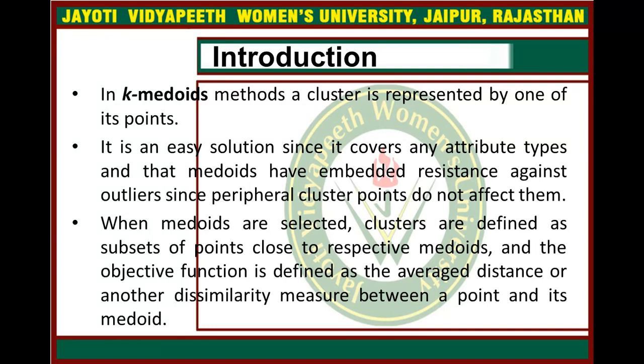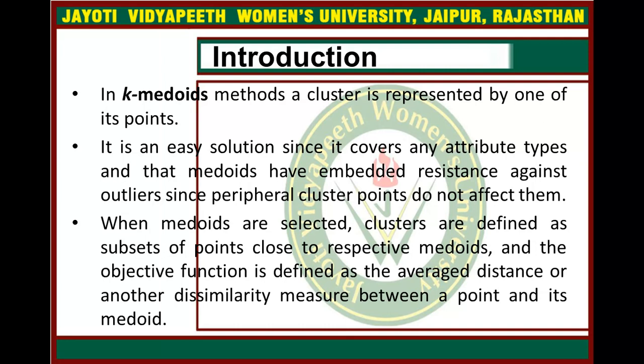Now come to the introduction. In K-medoid methods, a cluster is represented by one of its points, as I have told in the K-means. So watch the K-means session. K-medoid is an easy solution because it covers all attribute types, and medoids have embedded resistance against outliers since peripheral cluster points do not affect them.